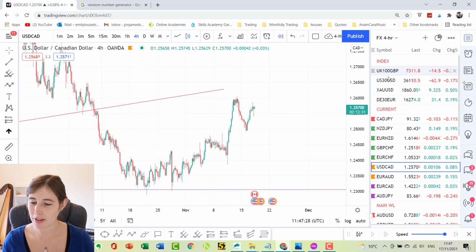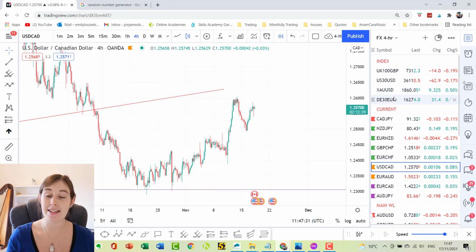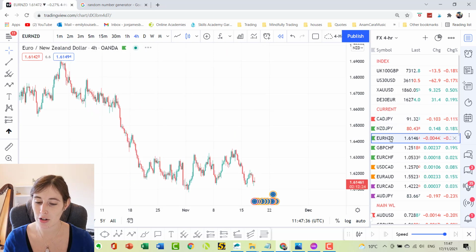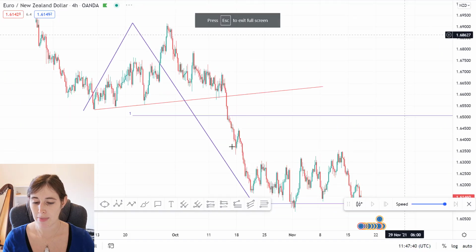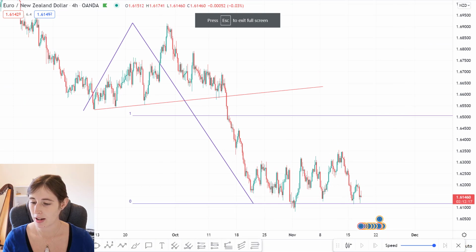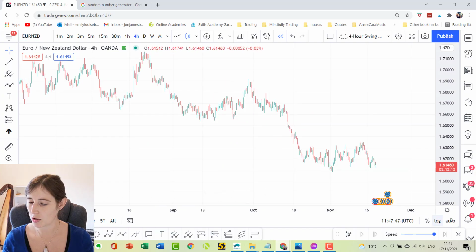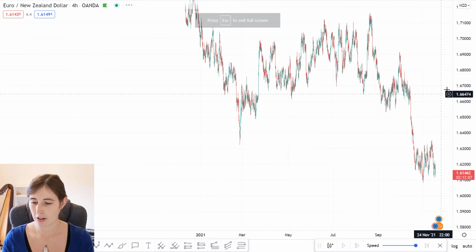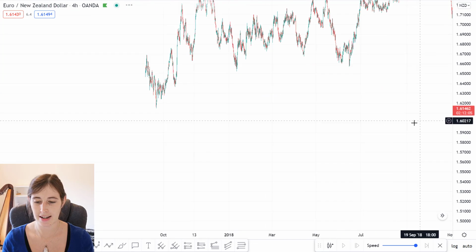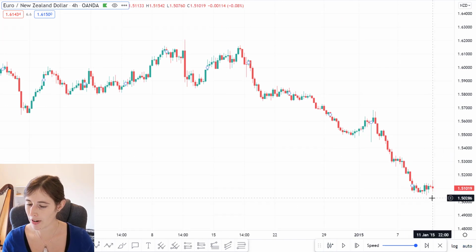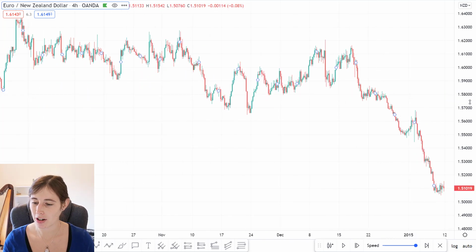So number 3, I'm ignoring the top 4 pairs here because they are indices and I want to just backtest Forex. So from here we've got 1, 2, 3 is Euro New Zealand dollar. So I'm going to make this chart a bit bigger, and just before I do that I'm just going to erase all my drawings off this chart. Okay, and let's just go back in time now. Okay, so I've gone right back to January of 2015, so I've never been this far back in time before, on Euro New Zealand dollar.